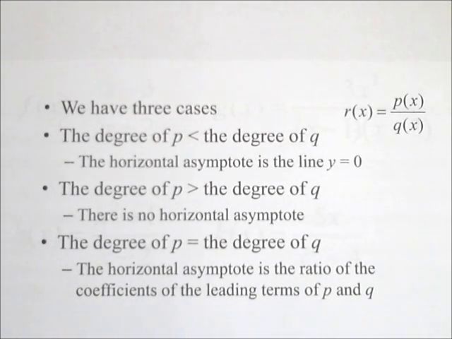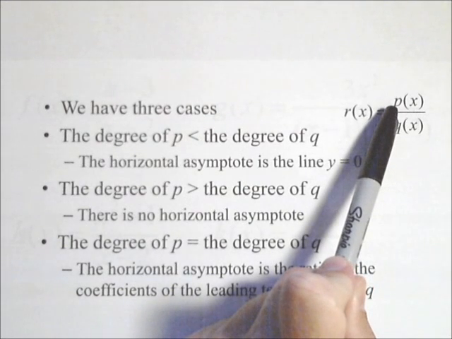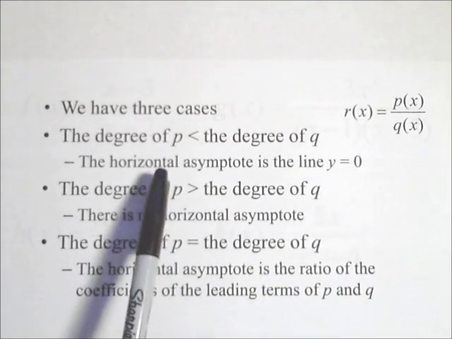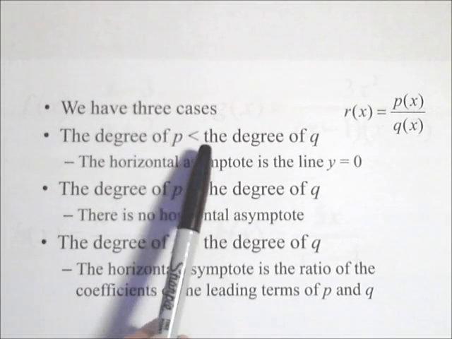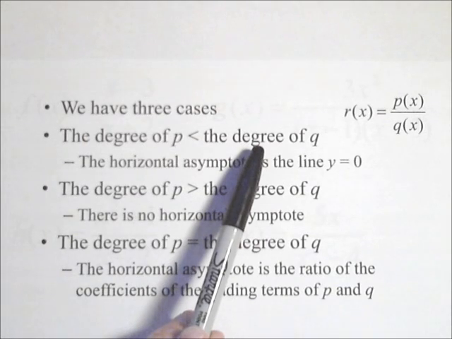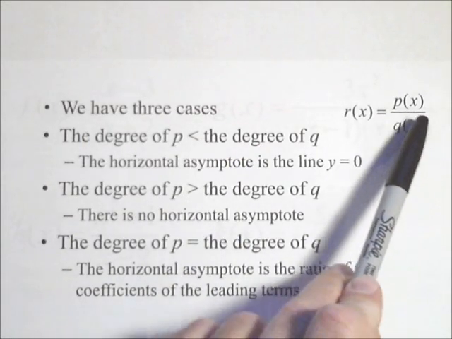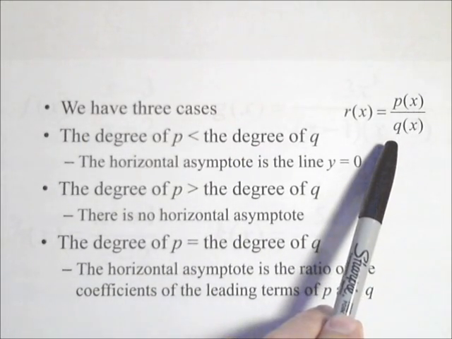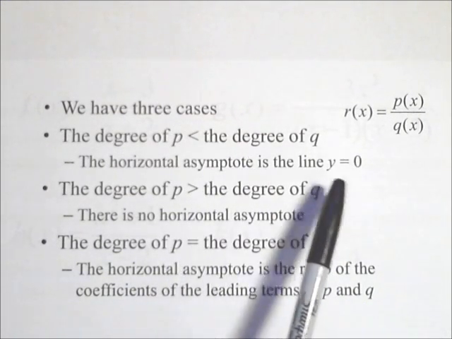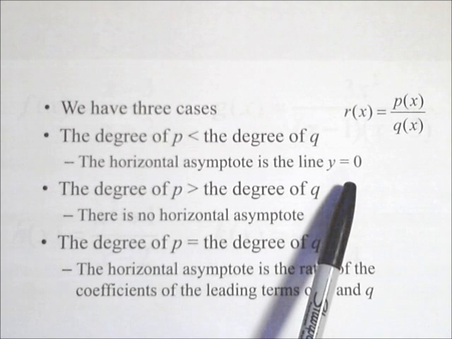When determining whether or not a rational function has a horizontal asymptote, we have three cases we need to attend to. So p is the numerator of our rational function, q is the denominator. If the degree of the numerator is smaller than the degree of the denominator, in other words, if the degree of the denominator is bigger, imagine having a fraction with a huge denominator. It's really close to zero. So if the degree is bigger in the denominator, the horizontal asymptote is automatically the line y equals 0.